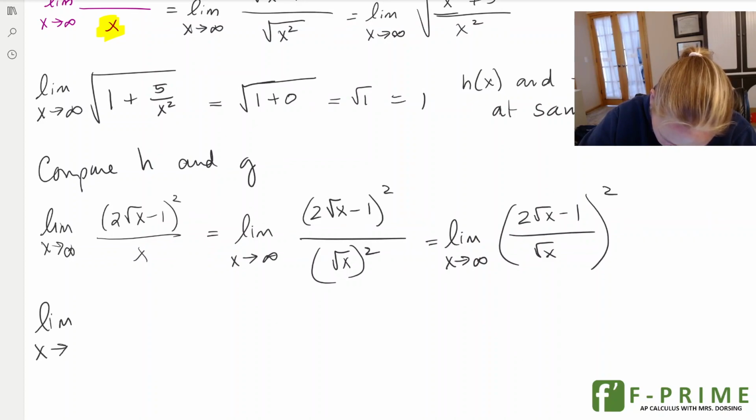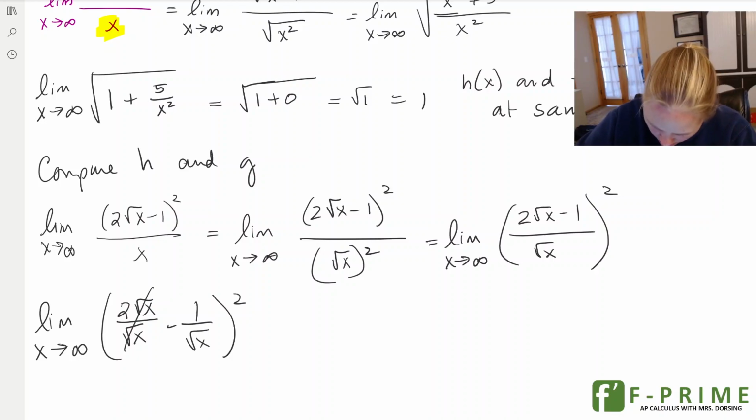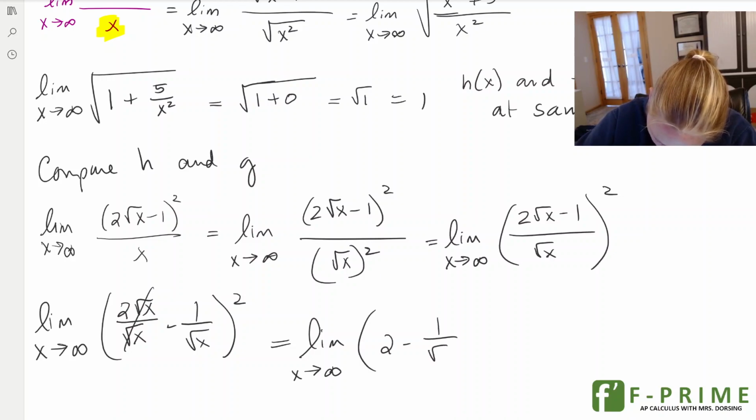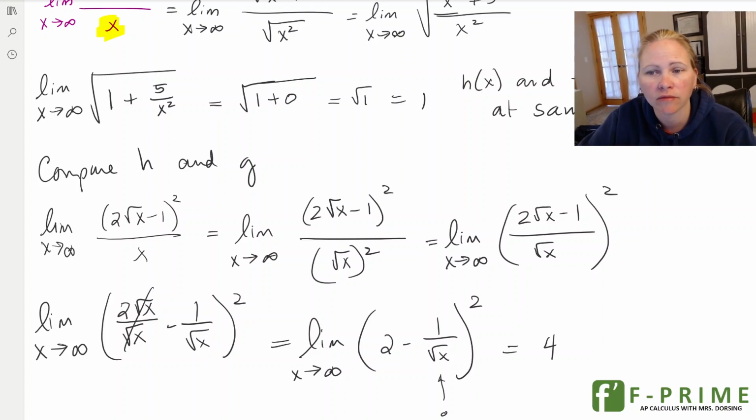And I'm just going to keep simplifying my way through this. So I'm going to write this as 2 square root of x over the square root of x minus 1 over the square root of x all squared. These are going to cancel, so I get the limit as x approaches infinity of 2 minus 1 over the square root of x squared. When I put infinity in, this term goes to 0, so I'm going to get 4. Oh, that's okay. Good deal.